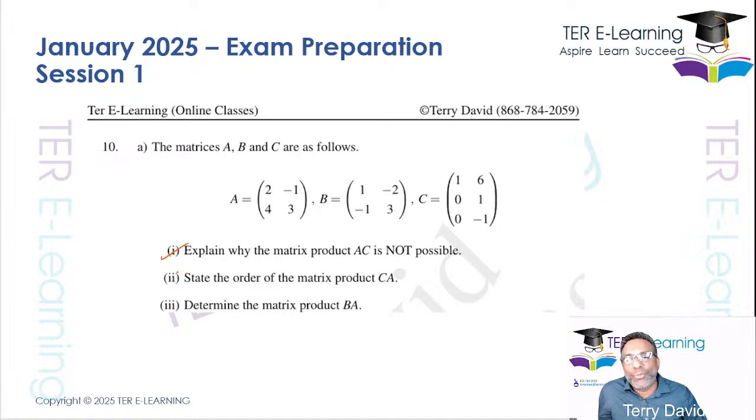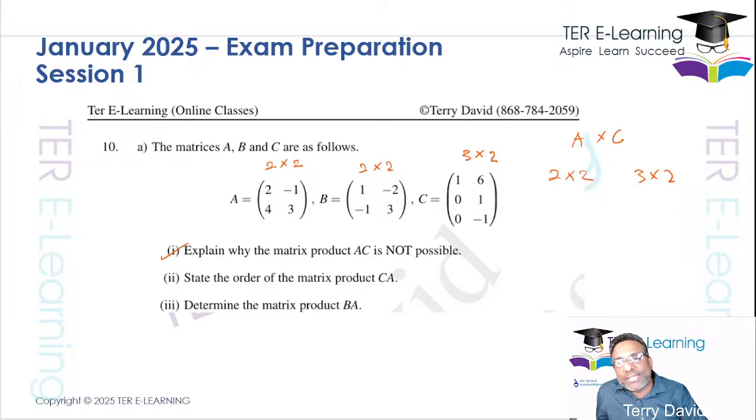Whenever we're trying to do any matrix product, we need to know the order of a matrix. This first matrix here has an order of 2 by 2. It has 2 rows and 2 columns. This one is 2 by 2 as well, 2 rows, 2 columns. And matrix C has 3 rows and 2 columns, so it's a 3 by 2 matrix. Now if you want to work out the product A multiplied by C, you need to look at the order of the matrices. The order of matrix A is 2 by 2, and you're trying to multiply by C, which is a 3 by 2 matrix.